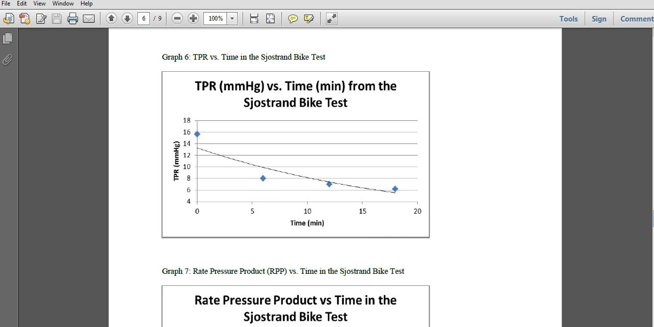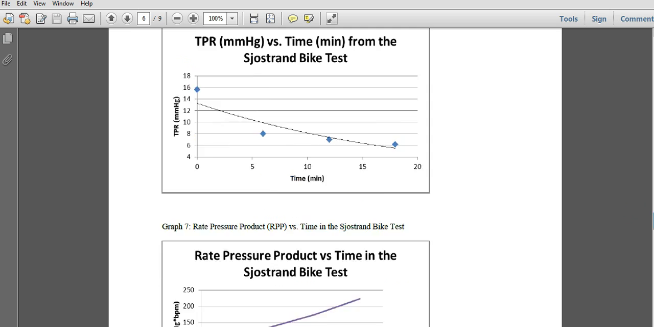TPR is also in the lab manual. TPR is found by mean blood pressure over Q. So mean blood pressure over Q. This is for the O-strand test, so we're going to do minute 0, minute 6, 12, and 18 are going to be your data points.